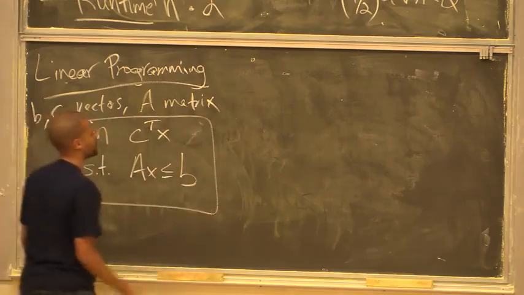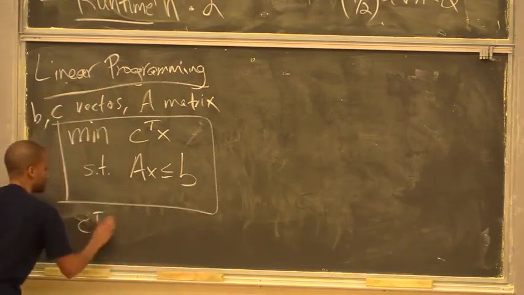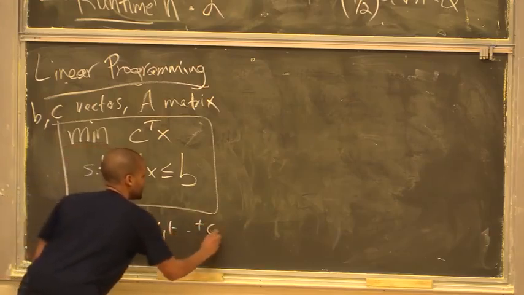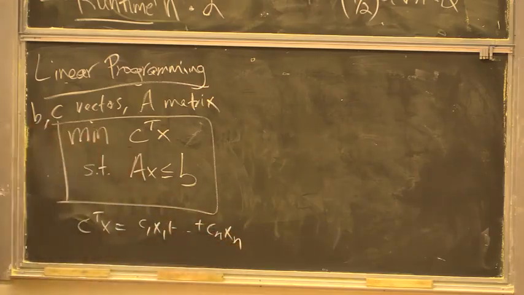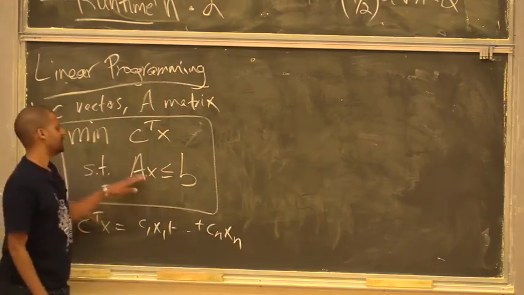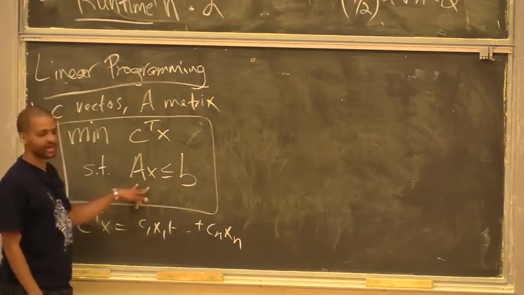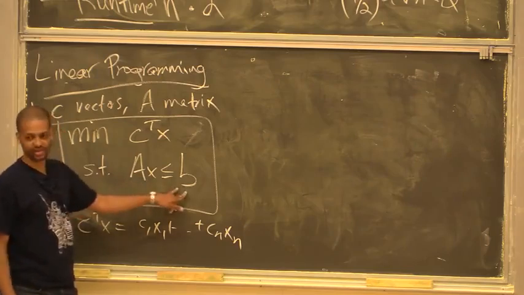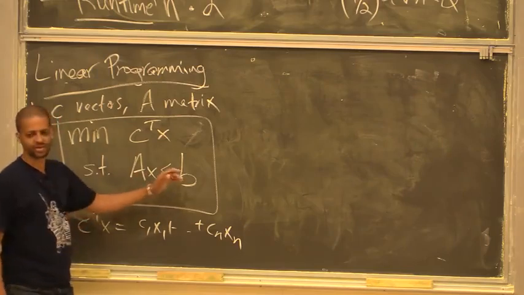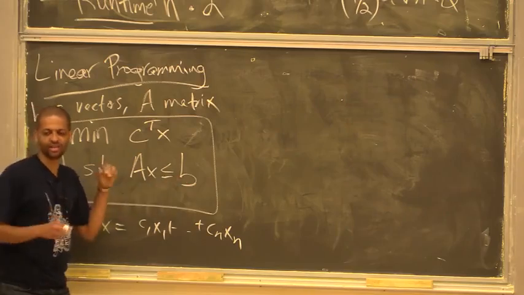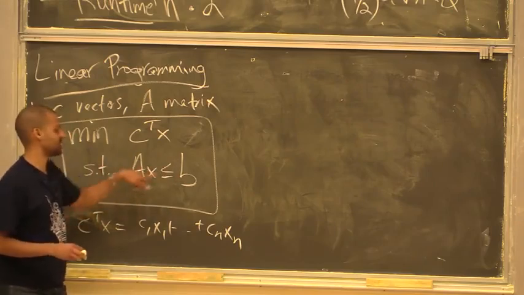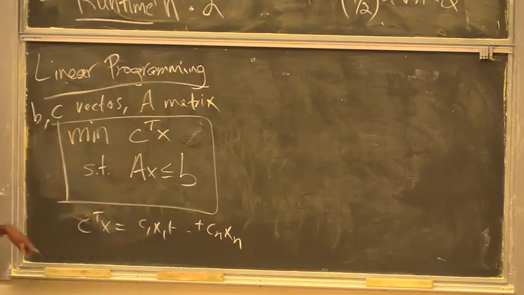Right. So c transpose x just means c1 x1 plus, plus, let's say, cn xn. And when I say Ax is less than or equal to b, if x is a vector, A is a matrix, then Ax is a vector and b is a vector. What does it mean for a vector to be less than or equal to another vector? I mean every entry. The first entry of this vector is less than the first entry of this one, the second entry is less than the second entry of this one, etc. And let me make this concrete.